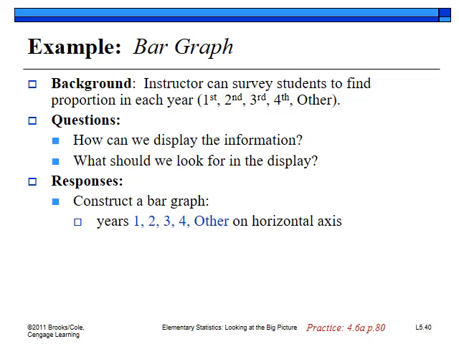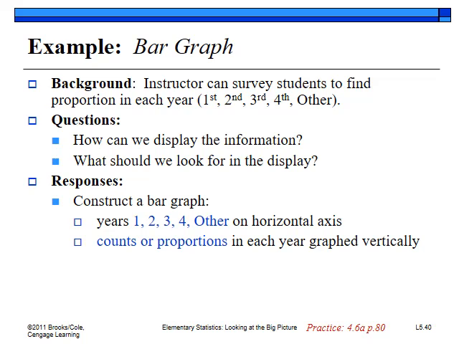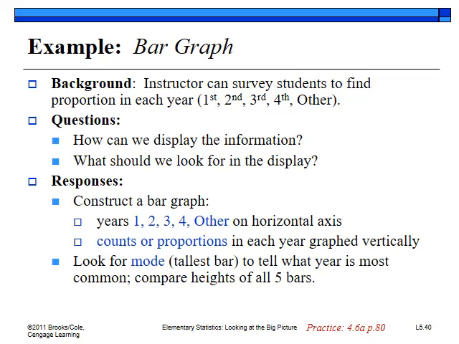Well, we would use a bar graph. The years, those are the possible responses, are going to go on the horizontal axis. The counts or the proportions will determine the height. The tallest bar, which corresponds to the mode, will tell you which of those responses was most common. By comparing the heights of all 5 bars, we can see which of them, relatively speaking, were more popular than others.